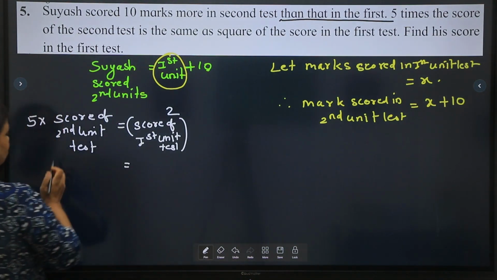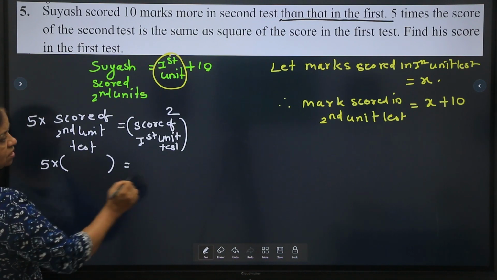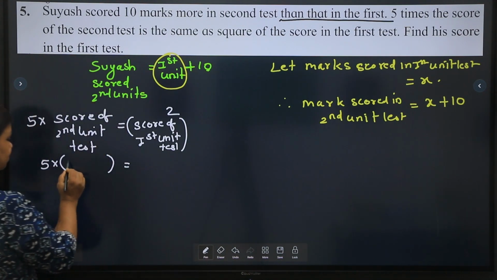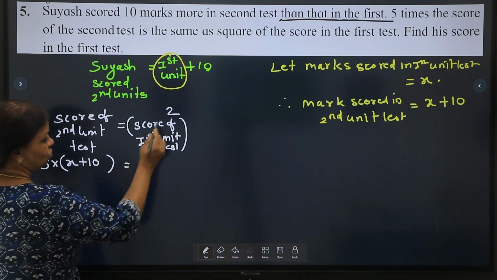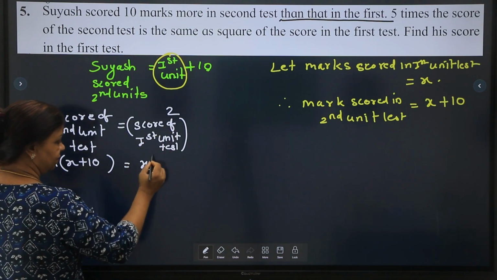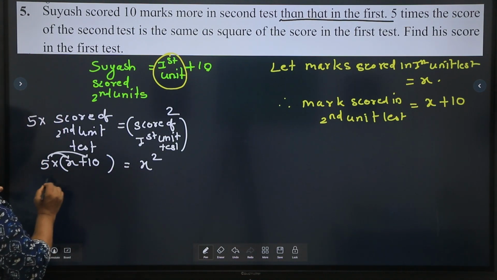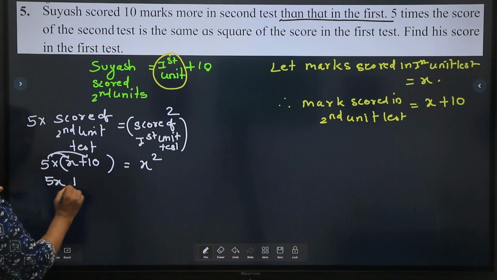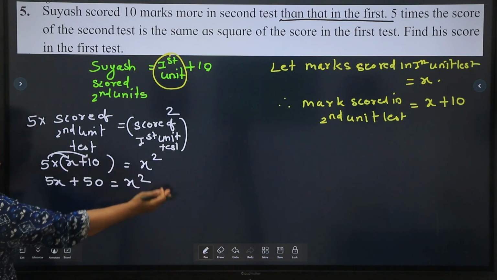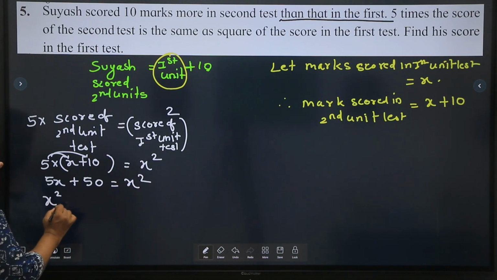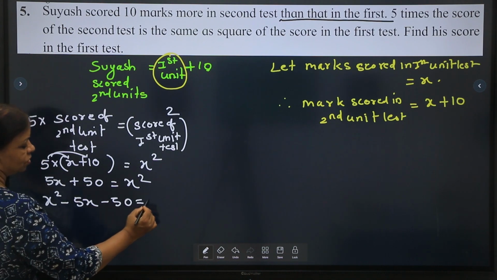So 5 times the score of the second unit test is what? x plus 10, and the score of the first unit test is x square. So 5 will multiply everything inside. 5x plus 50 is equal to x square. Let us shift everything to that side. x square minus 5x minus 50 is equal to 0.